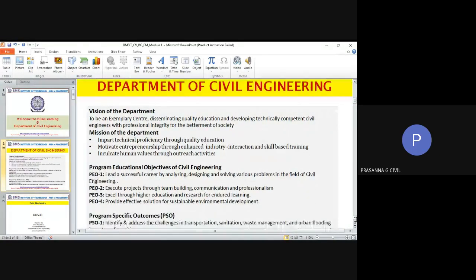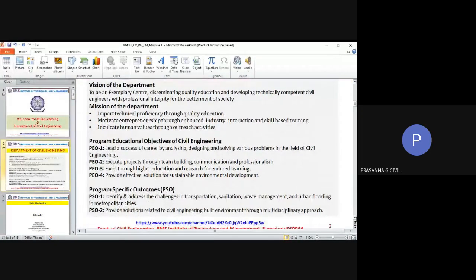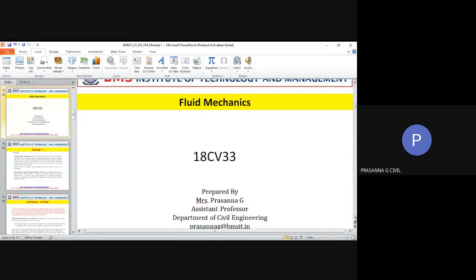So, mission of the department. This has already been gone through once. The program educational objectives and the program specific outcomes of the Department of Civil Engineering. So, fluid mechanics, your subject code is 18CV33.